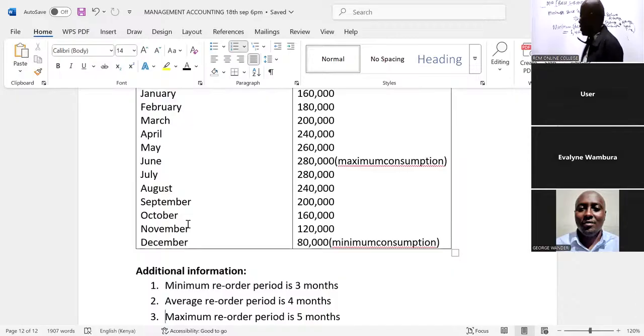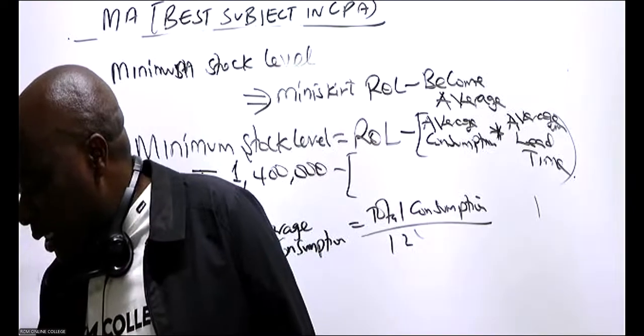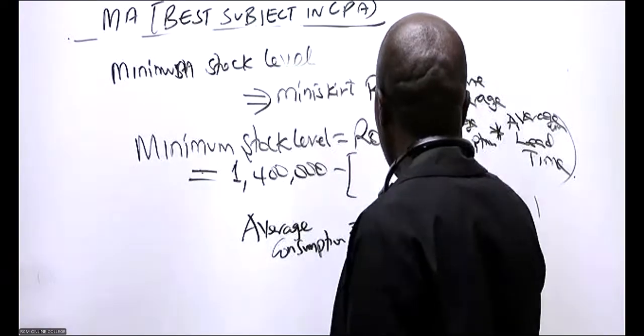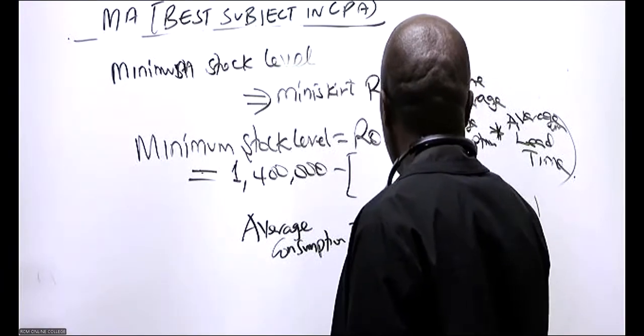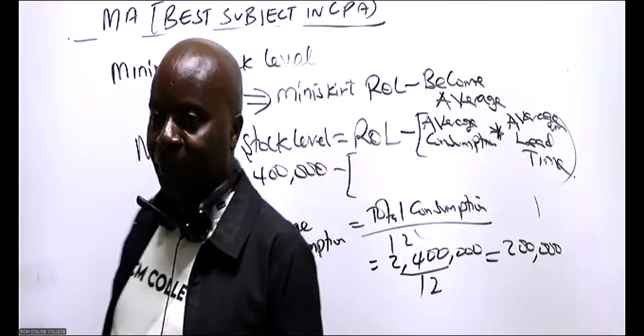So I want to get average consumption. I will take total consumption, and to get an average, I divide this by 12. I have very aggressive students online as well. They're telling me that this is supposed to be 2.4 million. I divide this by 12, and they have even gone ahead to give me 200,000. Are you able to get that 200,000? Thank you so much.